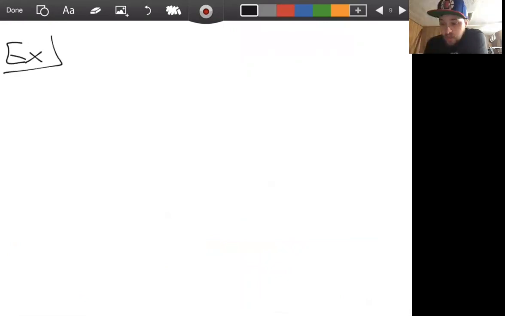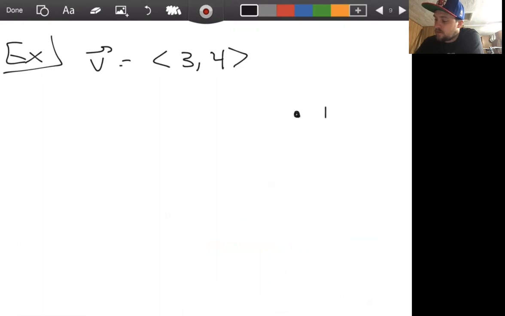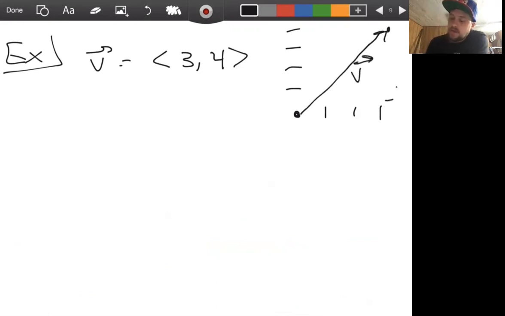Let's say we have the vector v equals 3, 4. Okay, so we march wherever we start. We march over 1, 2, 3 units, and then up 1, 2, 3, 4, up to here, right? So here's our vector v. Okay, so I want to ask 2 questions. What's the magnitude of v? So that's the first question.